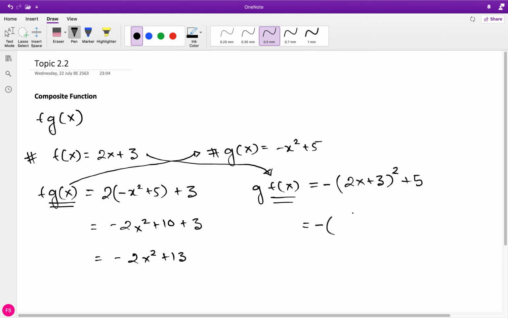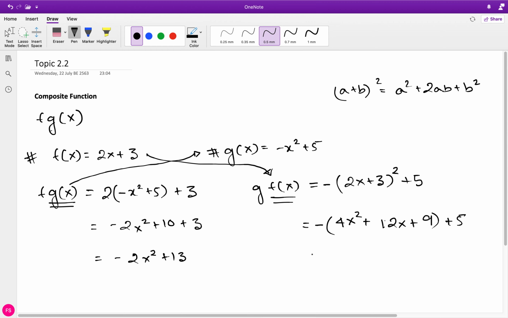I have negative, and then inside, 2x whole squared will give you 4x squared plus, I'm using this formula and I already explained it to you, a squared plus 2ab plus b squared. So 2x whole squared means 4x to the power of 2, plus 2 times 3 times 2x. That will give me 12x plus b squared, which is 3 squared, that is 9, plus 5.